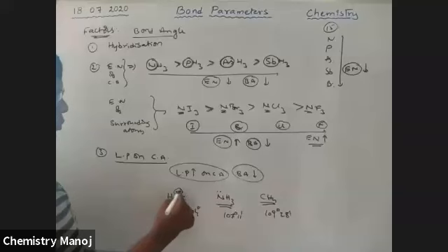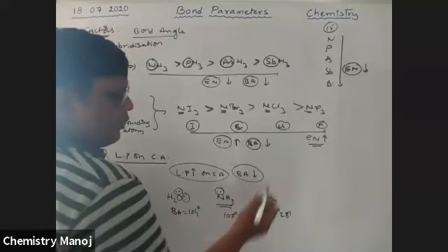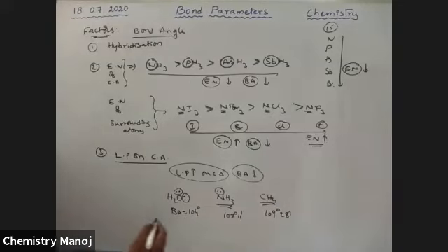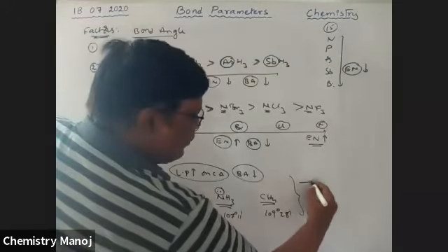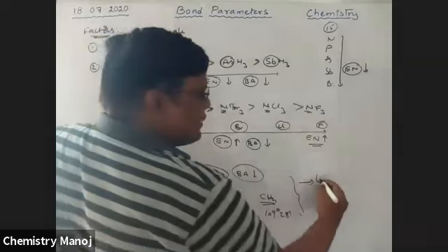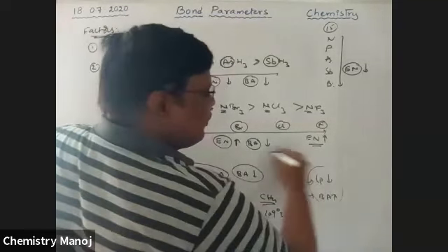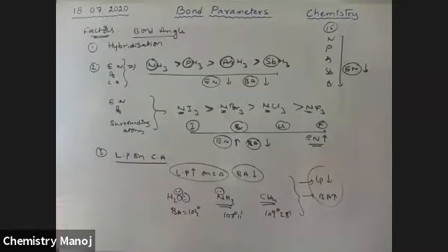So here 2 lone pairs, here 1 lone pair, here no lone pair. No lone pair, bond angle is more. More lone pairs, bond angle is less. So from left to right, lone pairs decrease and bond angle increases. Therefore, lone pairs influence the bond angle.